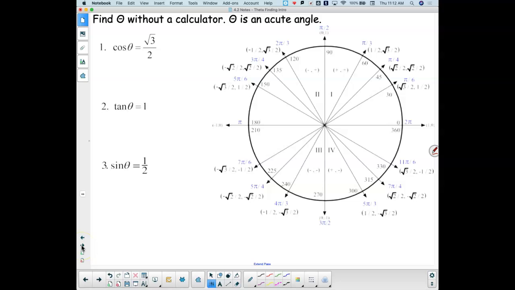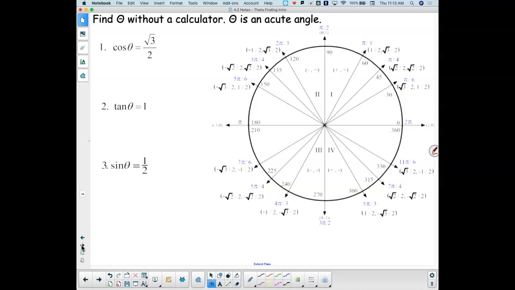Now, find me the angle. Not find me the sine or the cosine or the tangent or the cosecant or the secant or the cotangent. Find me the angle now. Okay? So, let's talk about this. The directions say, and directions are extremely important, because it kind of tells us where we need to look, right? Directions say find theta without using a calculator. That's good. We don't need no stinking calculators. But then it says theta is an acute angle.